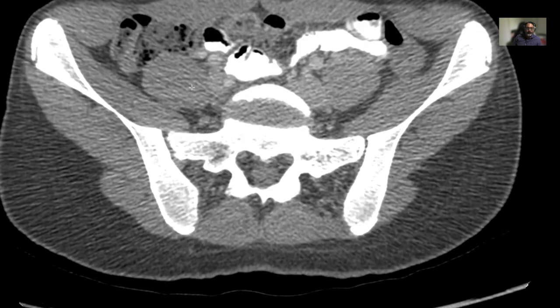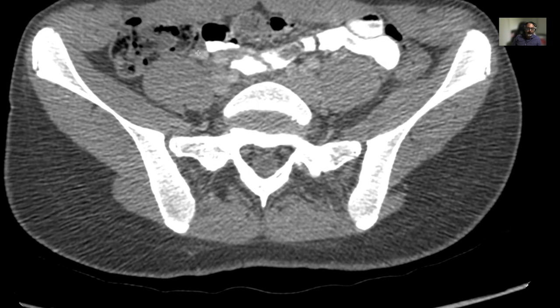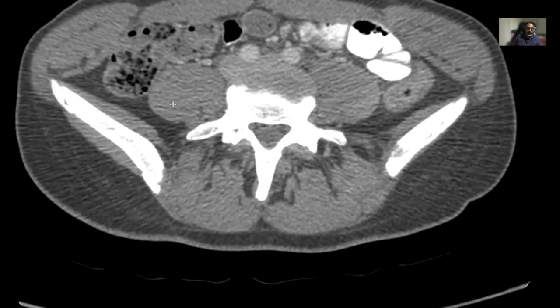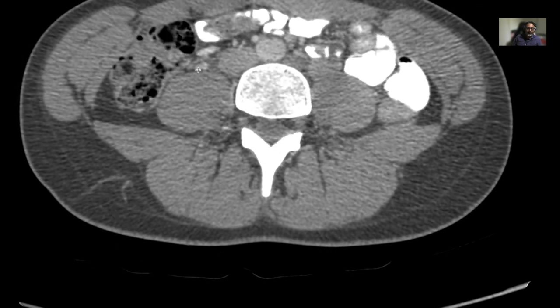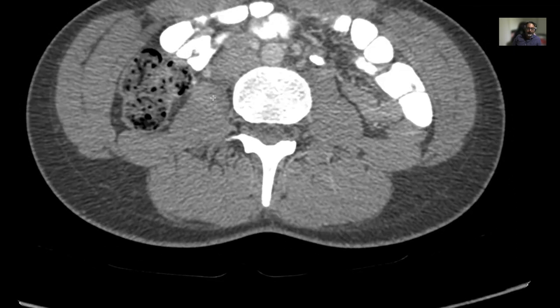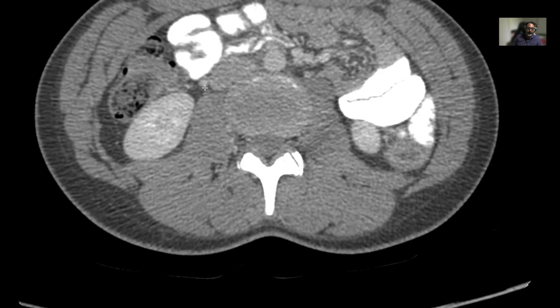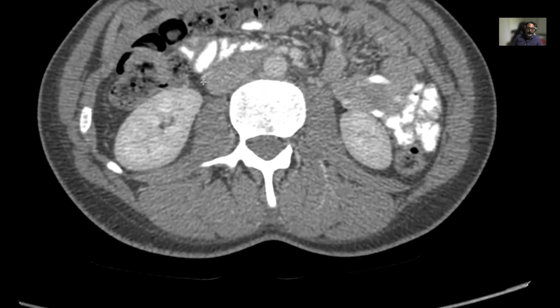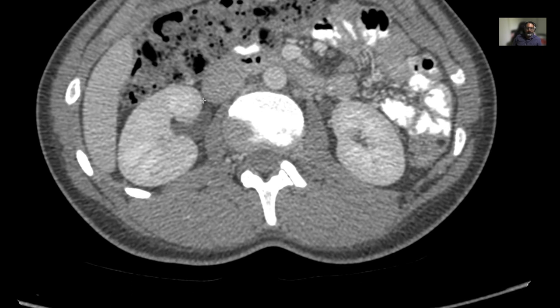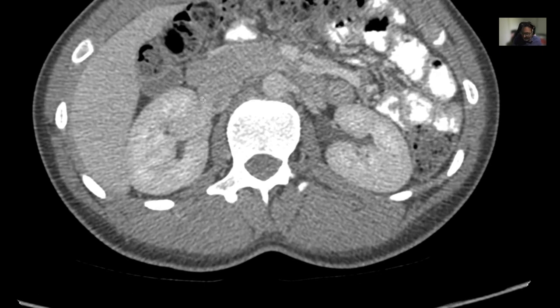This structure that you can see here that looks quite close to the ureter, if you follow this back, that actually is the gonadal vein, because you will see that slowly moving up, and that will move into the IVC right here. Yeah. So we won't go into the gonadal vein in too much detail. I shouldn't even mention it.